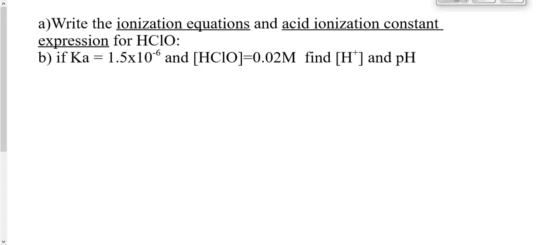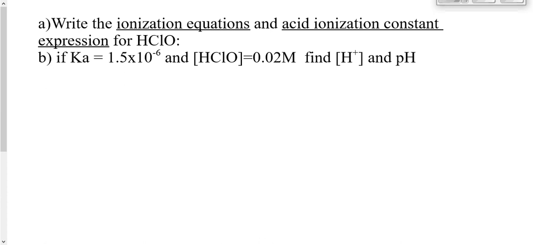This is a great example for us to work through together. Write the ionization equation and acid ionization constant expression for hydrogen hypochlorite, also known as hypochlorous acid. Then, if we're given the Ka for hypochlorous acid as 1.5 times 10 to the minus 6, and we're told the concentration of the hypochlorous acid is 0.02 molar, find for me the concentration of the hydrogen ion and the pH. There's a lot to do here. Let's start with step A, the ionization equation, and the acid ionization constant expression.